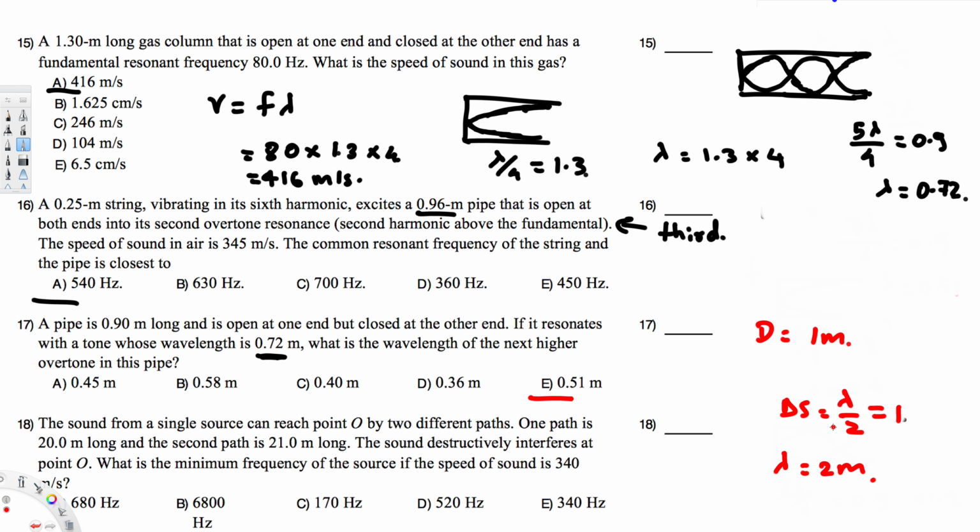Now lambda is 2 meter. Here the question is asking for frequency. We have the speed that is provided. V is equal to f lambda. F is equal to V over lambda. V is 340 divided by 2, that's going to give you 170. So C is the answer, and that's how we do this kind of problems.